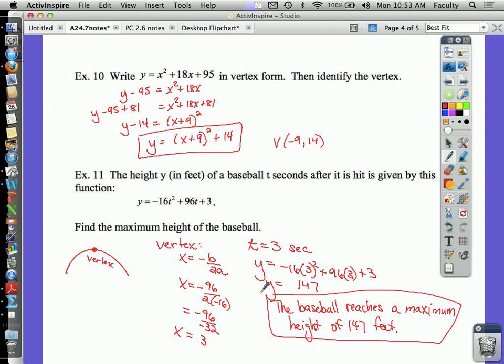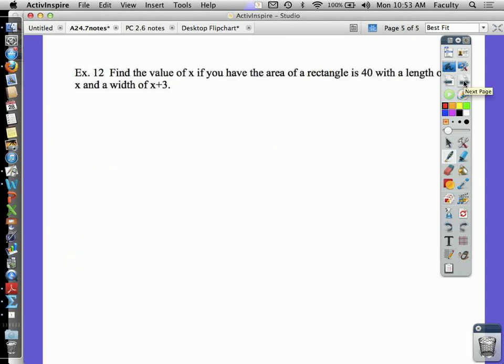Alright, then let's move on to the last one. It says find the value of x if the area of a rectangle is 40 with a length of x and a width of x plus 3. So let's play math detective. What do we know about area of a rectangle? It's length times width. You do want to ask yourself in a word problem, what do I know? What am I trying to find? What information did they give me to plug in? So I know the area, and I know the length and the width.